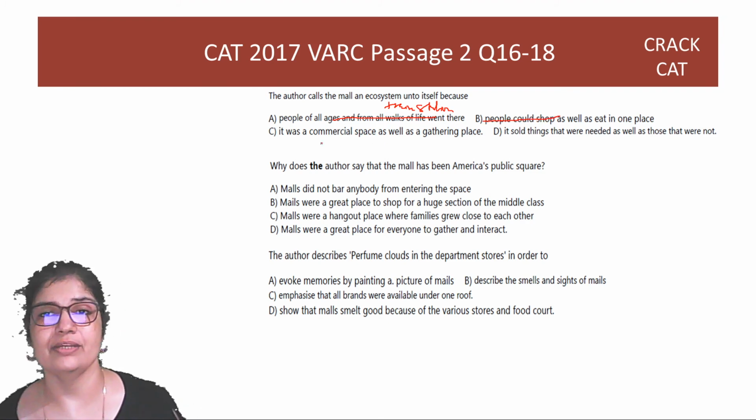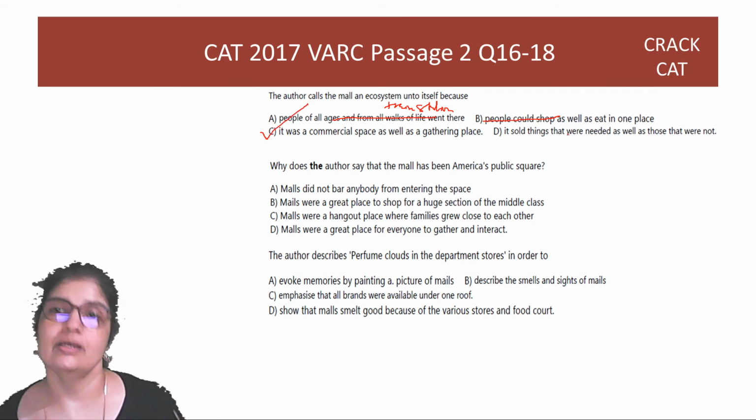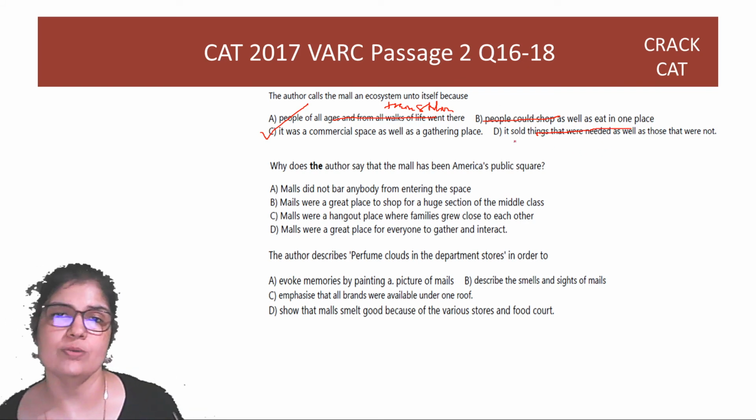It was the gathering. So, C is good, because commerce also happened there and social life also happened there. It's all things that are not needed. No, this is not the reason, right? What is the reason out of these options? It is only option C.